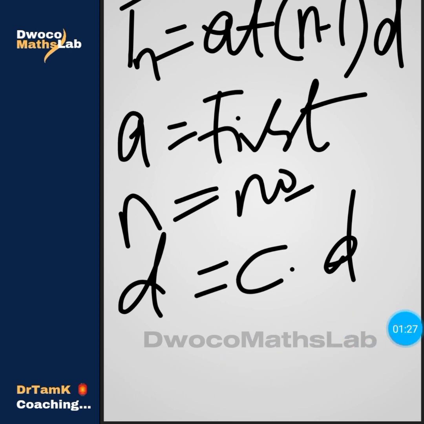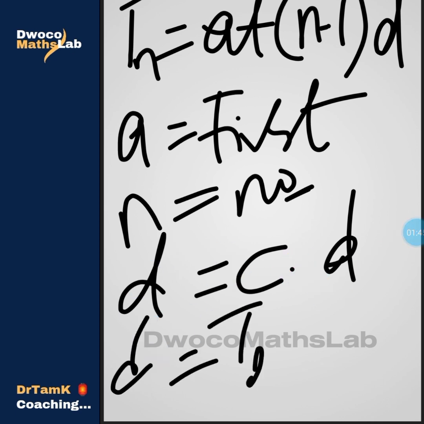So what does an arithmetic progression look like? An arithmetic progression is a sequence of numbers or elements, whatever the case may be, that has a common difference. Now, how do you know the common difference? Your common difference is always known by the second term minus the first term.